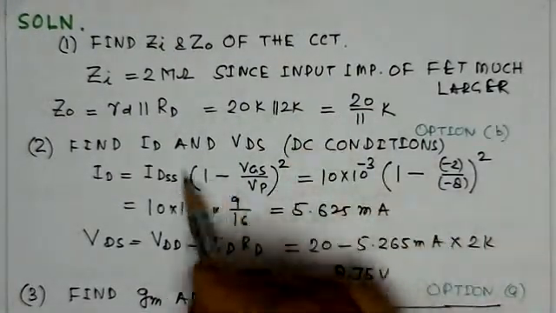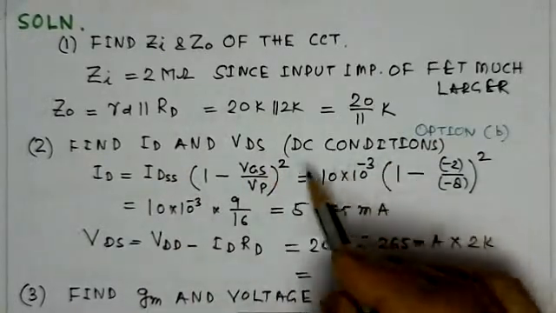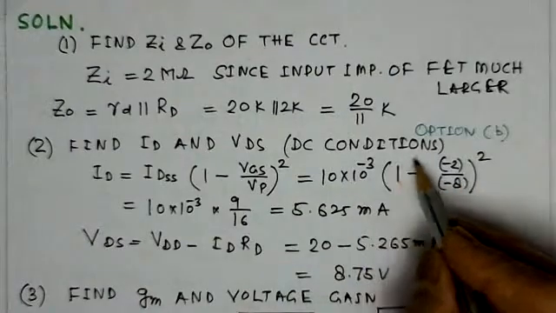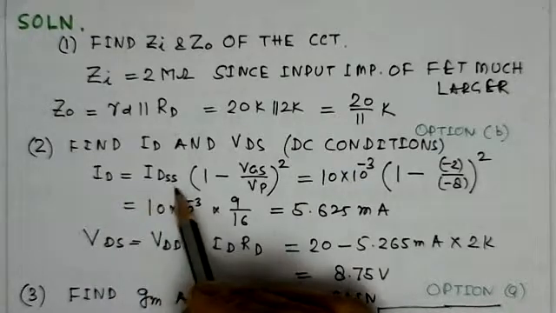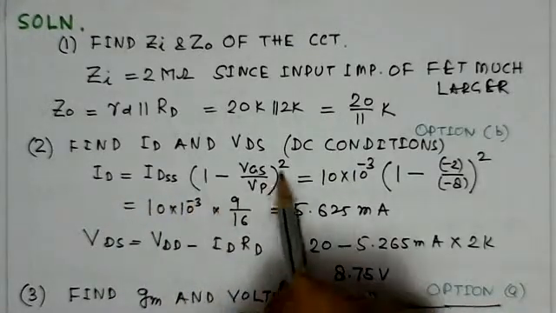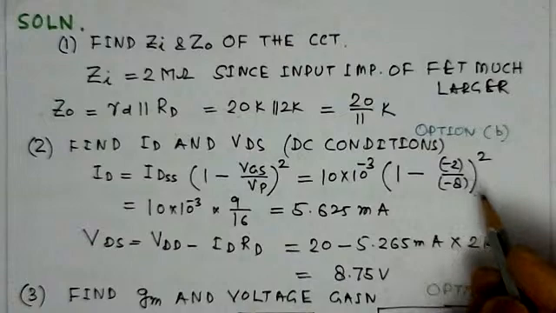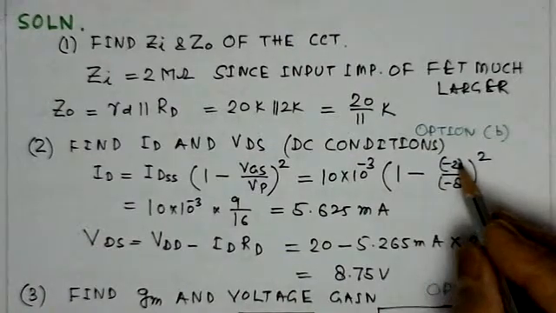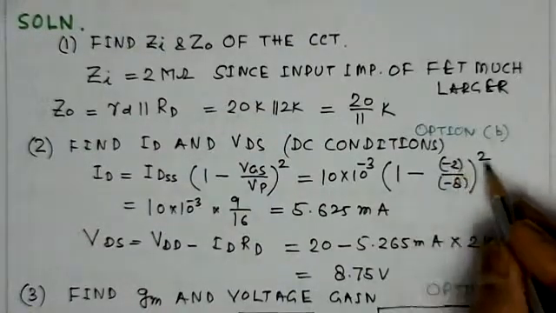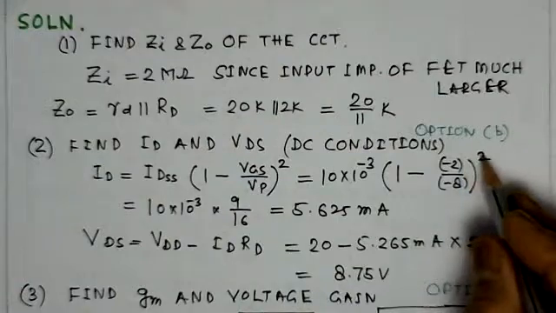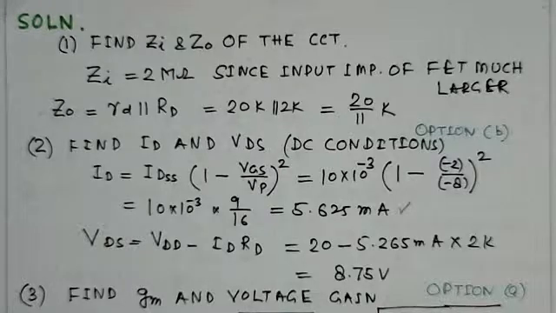Now for the second part, we have to find the ID, the drain current, and the VDS value, drain to source voltage, and this we have to find for the DC conditions. We know the value for drain current is given by IDSS times 1 minus VGS over VP, whole squared. IDSS is given to us as 10 milliamperes, 10 to the power minus 3, times 1 minus VGS, minus 2 volts, over the pinch off voltage, minus 8 volts, whole squared. So this comes out to be 5.625 milliamperes.